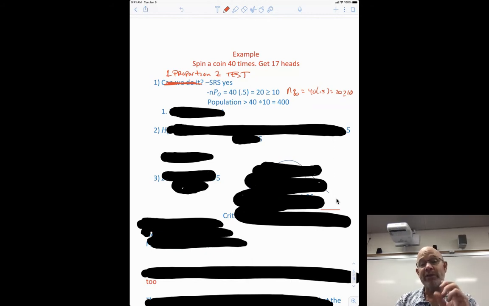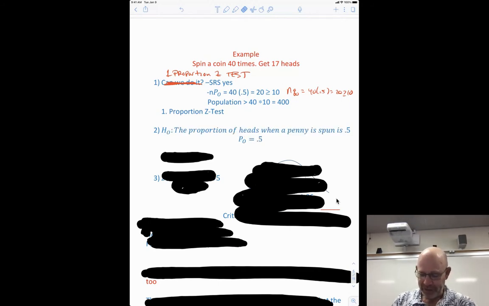Got to write those out. You have to tell me what those numbers are. Can't just say the population is greater than 400. That doesn't mean anything. That's not a condition. It's not that the condition is the population is greater than 400. The condition is the population is greater than 10 times the sample size. Oh, there, I did name it. It's a one proportion z-test.